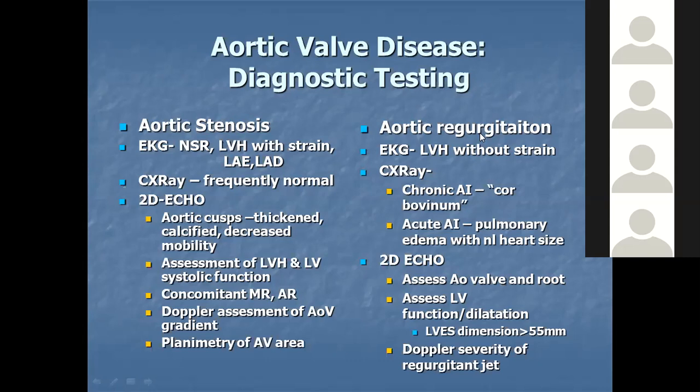In cor bovinum there is massive enlargement of the heart, because of chronic AR. Pulmonary edema with normal heart size can also be found when there is acute aortic regurgitation. On 2D echo, in both stenosis and regurgitation you can assess the valve and see the valve pathology. You can assess the LV function like ejection fraction, LV dilatation or LV hypertrophy on echocardiography. There is Doppler severity, you can see the severity of the regurgitant jet on the basis of color Doppler, and there are multiple calculation methods on the echo. On echocardiography we can assess the stenosis and regurgitation as well.